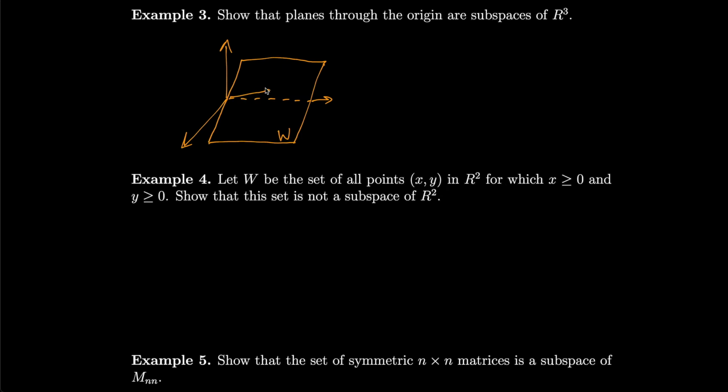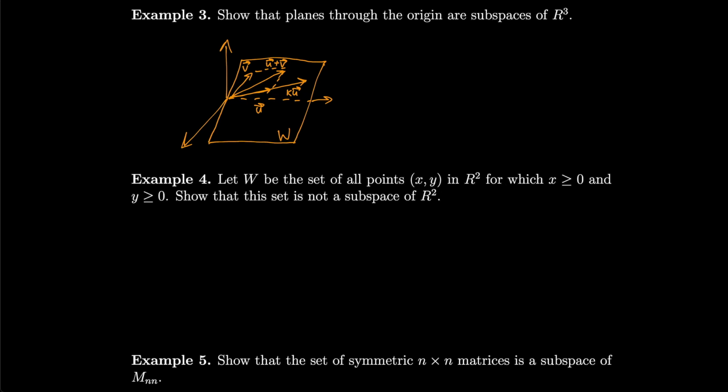Now here's vector u. And let's say here's an arbitrary vector v. So I can get their sum with the parallelogram rule. Here's u plus v. Notice that u plus v is still in W. And notice also I can scale u. So that would be ku, also still in W. So again, proof by picture.